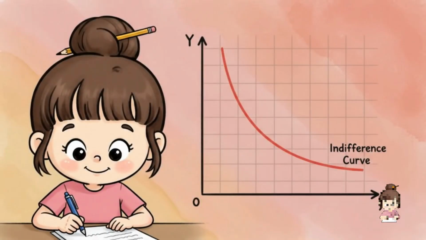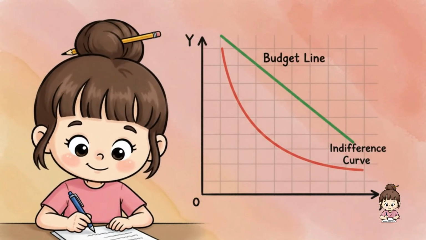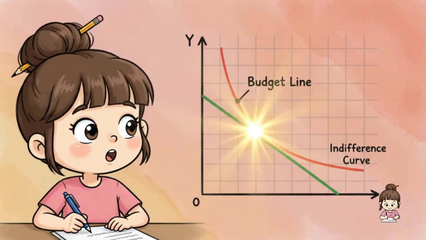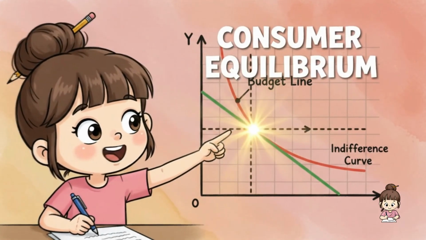Consumers have limited income. When we combine the budget line with the indifference curve, we reach consumer equilibrium.